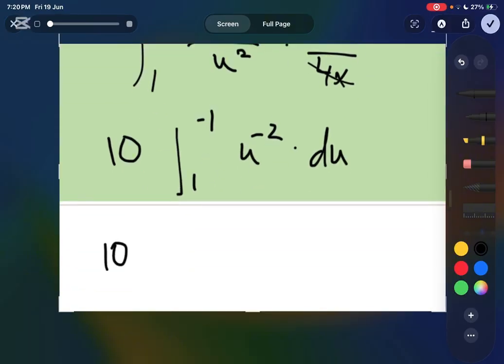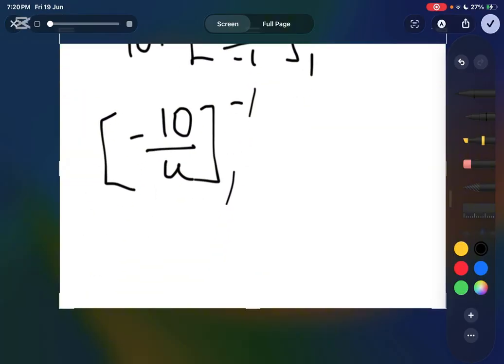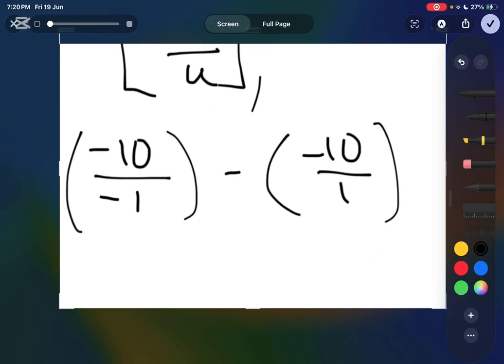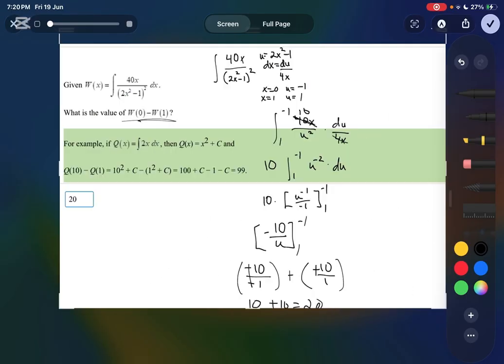Now you add 1, so 10 times u^(-1) over minus 1, from minus 1 to 1. So before substituting the 1, just multiply the 10, and the u goes down, so it becomes minus 10 over u, and that's it. Minus 1. And then you can replace: minus 10 over 1 minus minus 10 over minus 1. So this basically becomes 10 plus 10, because the minus signs cancel and it becomes plus. So 10 plus 10 is 20. And that is your final answer.